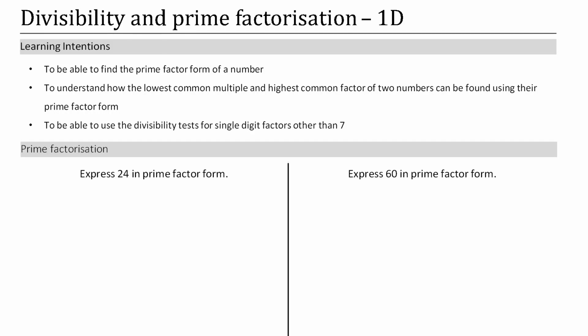Welcome. So in this lesson, what we're going to be going through is divisibility and prime factorization. Our learning intentions are to be able to find the prime factors of a number, to understand how the lowest common multiple and highest common factor of two numbers can be found using their prime factor form, and finally to be able to use the divisibility tests for single digit factors other than 7.